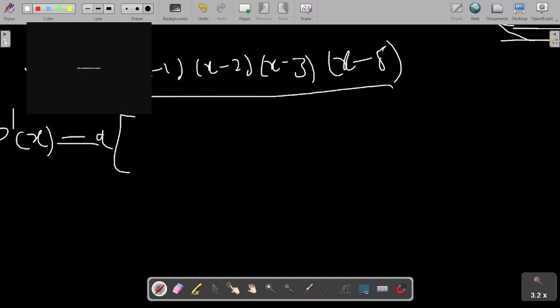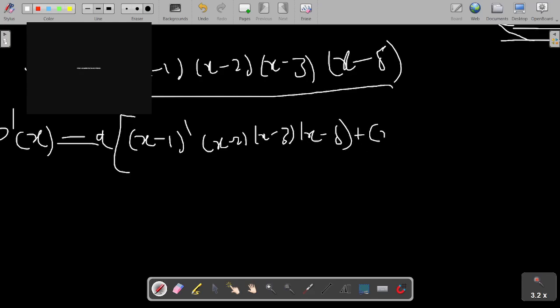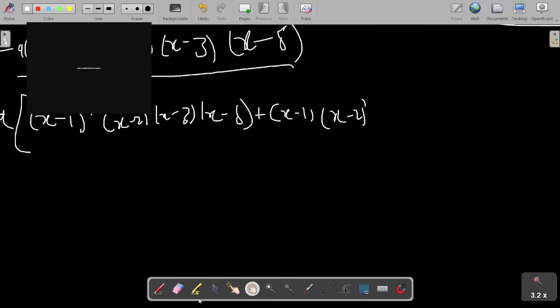Okay, so constants we can put aside while differentiating things. So I can do (x minus 1)' into (x minus 2) into (x minus 3) into (x minus delta), plus now x minus 1, and now this is (x minus 2)'. Okay, so you know the pattern. So this becomes x minus 3 and x minus delta.